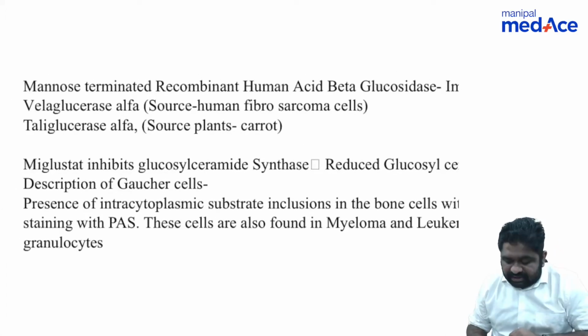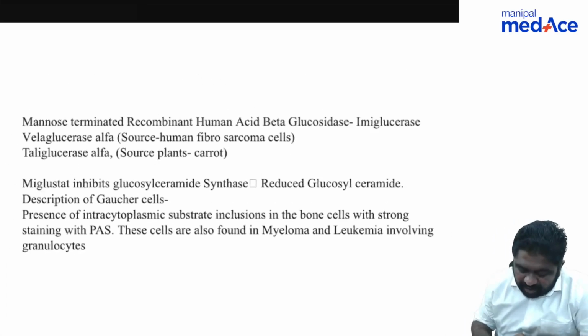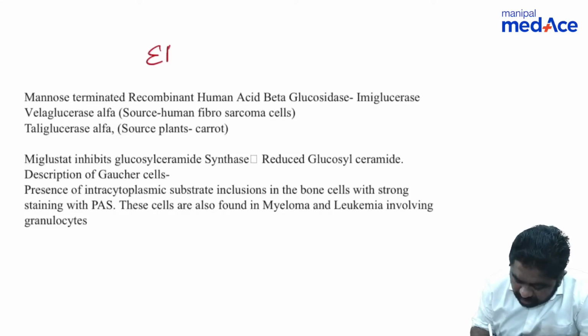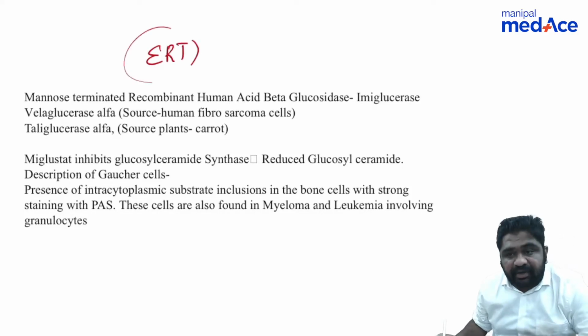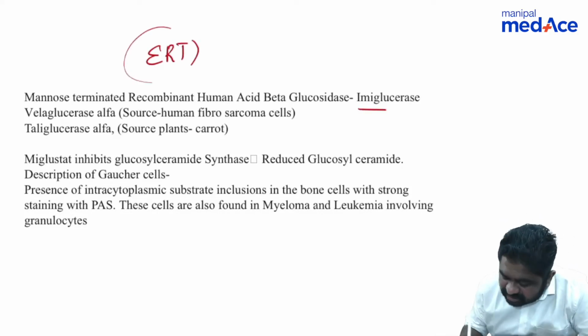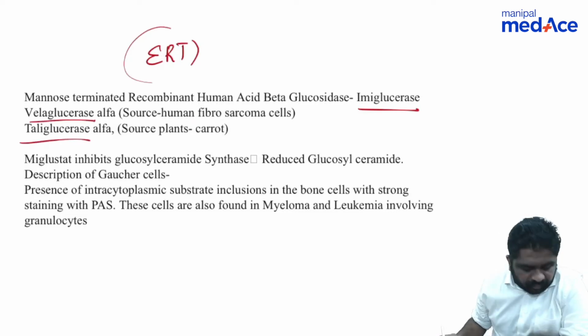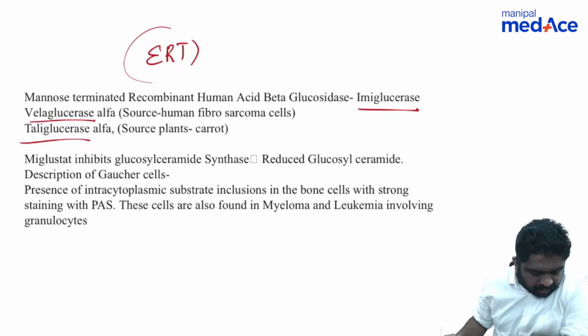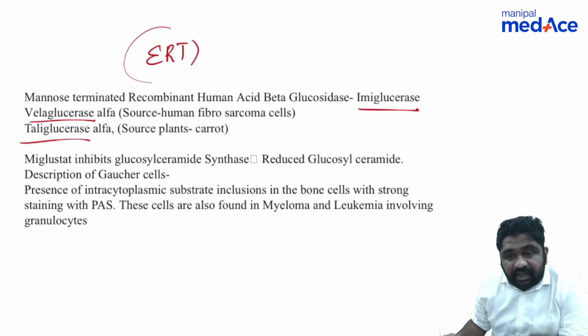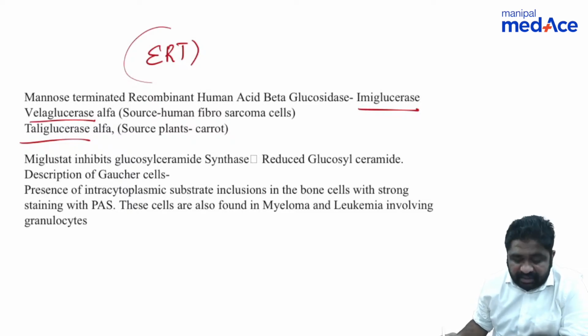For Gaucher's disease, enzyme replacement therapy can be done. That is, you are giving the enzymes for the patient where it is defective. Now, what is imiglucerase, what is velaglucerase, and what is taliglucerase? Both of them. All three of them. Yes, correct. Fabry's, yes, correct. In Farber's also you'll have it, but not in Fabry's disease.